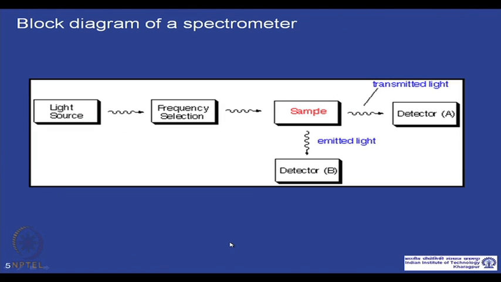In a very simple manner, this is how these instruments work: there is a light source, and there is a frequency selector which selects a single frequency, or you can have the entire light in that particular region of interest pass through. It hits the sample, and then you can detect the transmitted light or the emitted light using detectors, and then you get the information about the sample from absorption spectra or emission spectra, or from scattering, like Raman scattering.